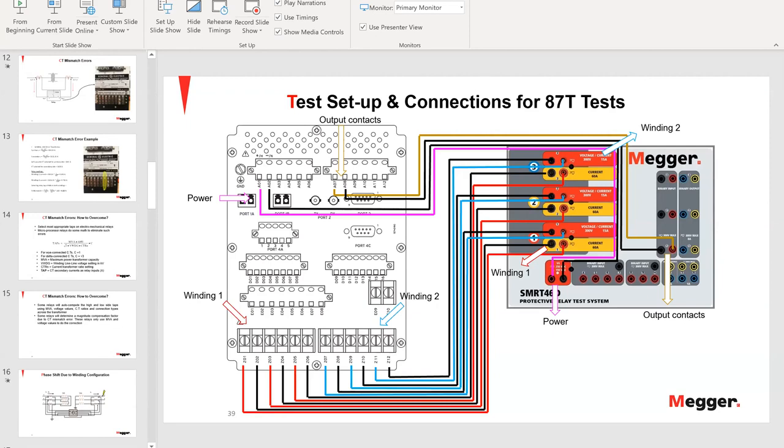Subosh, I don't know if you can just go to that one screen where you had the test that you just performed.